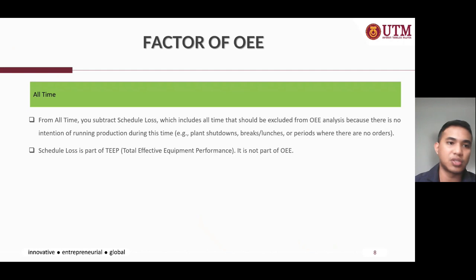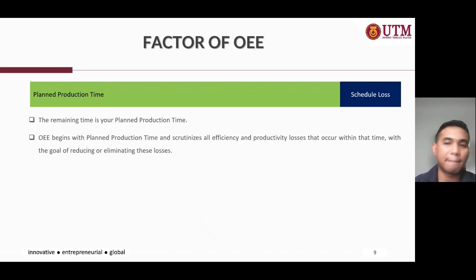We go to the first factor, which is all time. All time is basically what you have before you subtract the schedule losses, which include all time that should be excluded from OEE analysis because there is no intention of running production during this time, such as planned shutdowns, breaks, lunches, or periods where there are no orders. Schedule loss is part of TEEP, Total Effective Equipment Performance, which is basically not part of OEE.